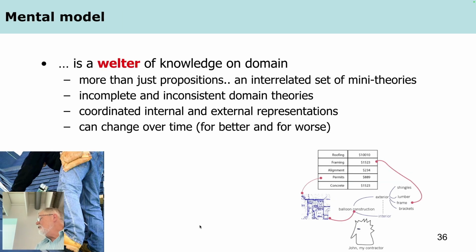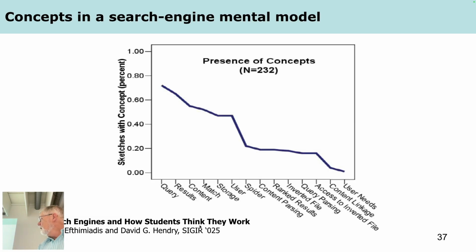So these things change over time, right? As you learn more and as things change. And what's so interesting is that this is by Efthimiadis and Dave Hendry, where they basically ask these questions about different concepts people might have about search engines. Everybody knows what a query is, but nobody knows what a content linkage is. Almost nobody knows that. Which is really weird when you think about it, because you would think, for example, that ranked results, right? The fact that the results come in a priority ordering, they come from best to worst. What is that? 15% of people know that?